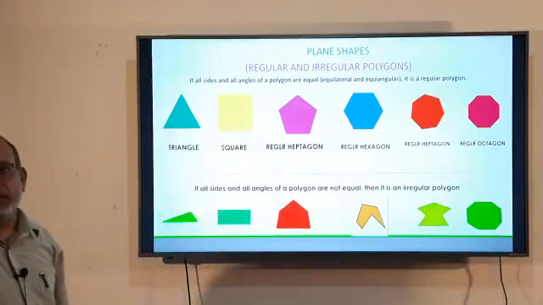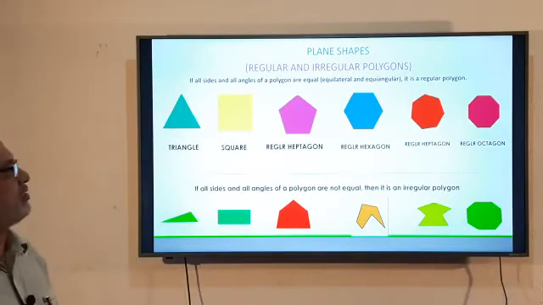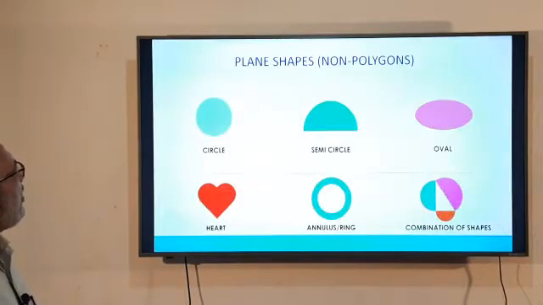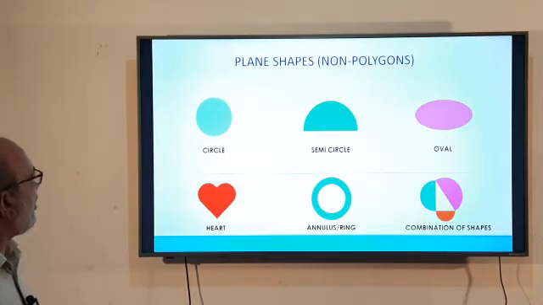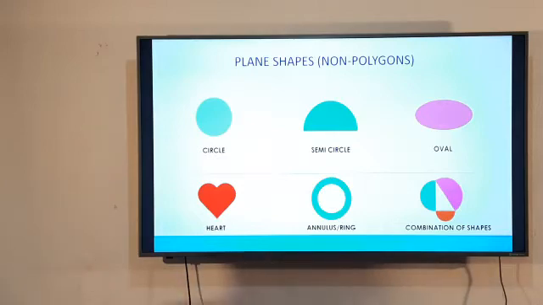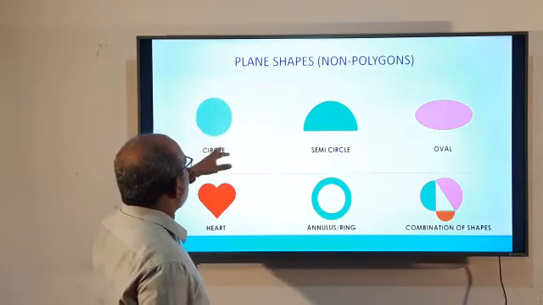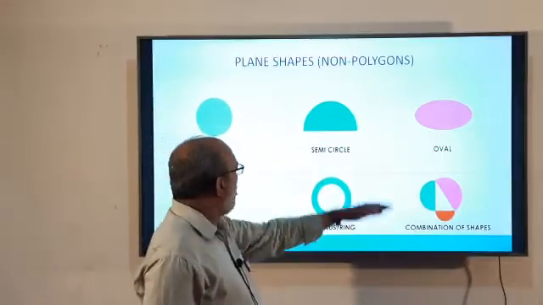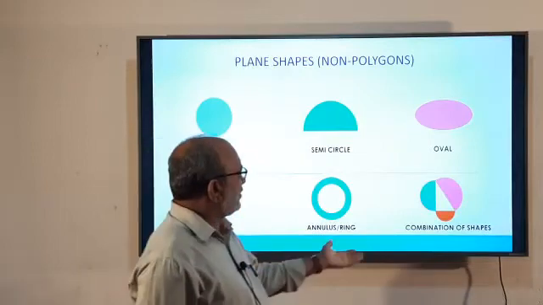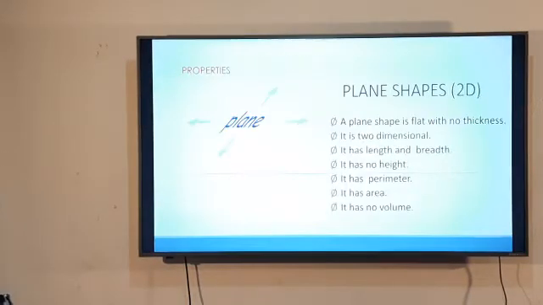Alright, I think you can follow this because we have already learned a little about all these things in the early classes, right? Now here, these plane shapes are non-polygons. I have already said why they are called non-polygons, because their edges are not straight. They have curved edges: semicircle, oval, heart, annulus, and different combinations of these shapes. Their edges are curved. For this reason, we call them non-polygons, right?